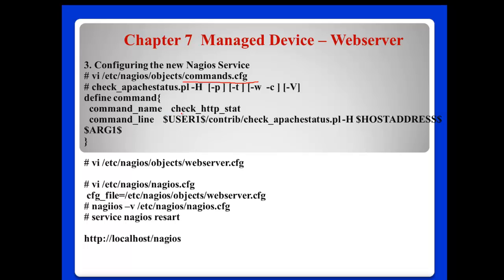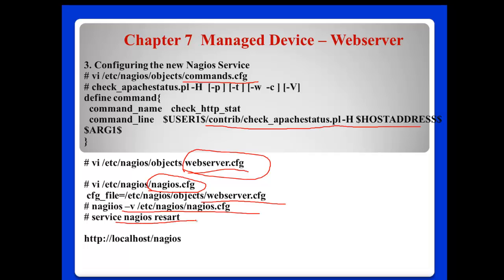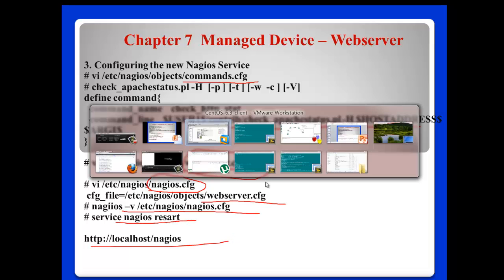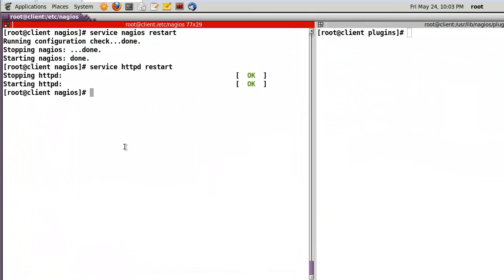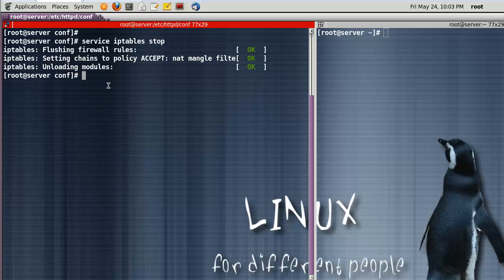So here, command name will be check_http_status, and the command line here contrib check_apache_status. Then we have to create the configuration file for the web server. So just copy, or you can use the template file, web server, like this. And after that, we have to register this one to the Nagios main configuration file here. In my case, like this. And verify this file, and Nagios restart and check. Okay, let's check here. First one, in my case, this one.